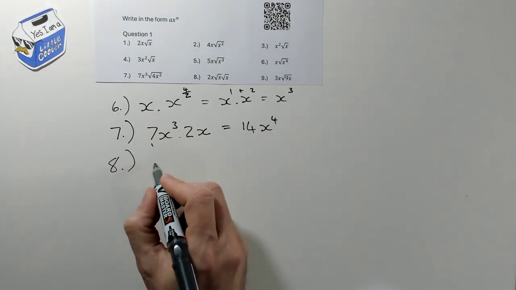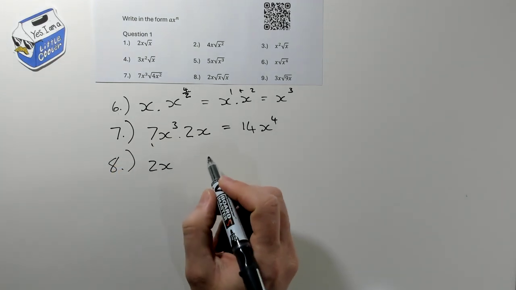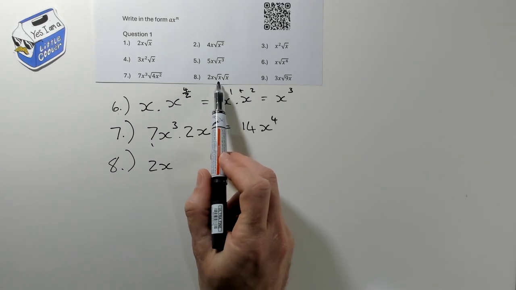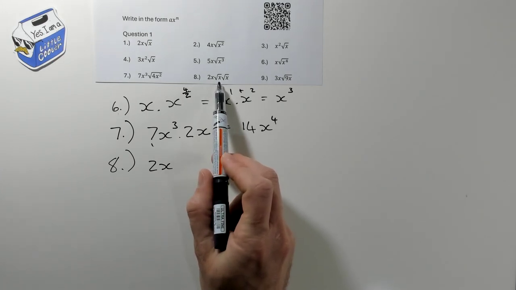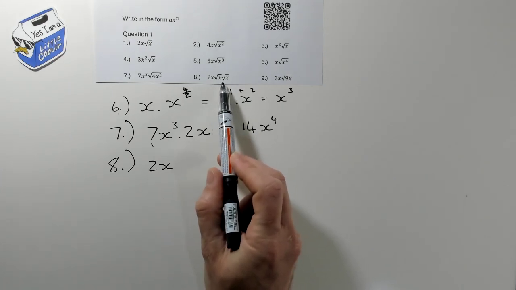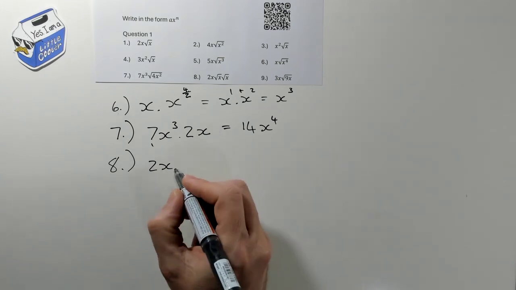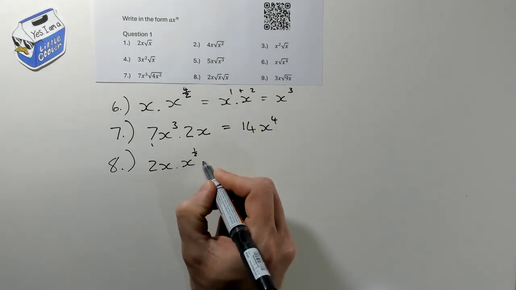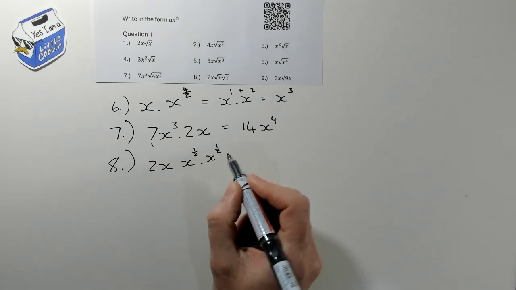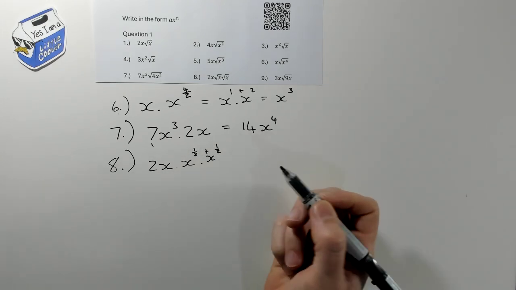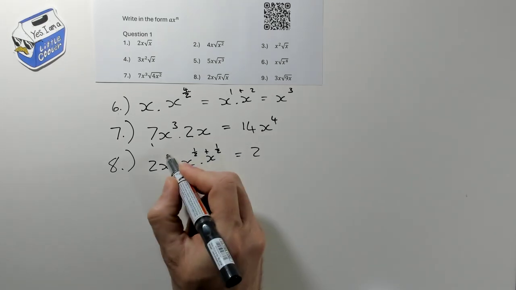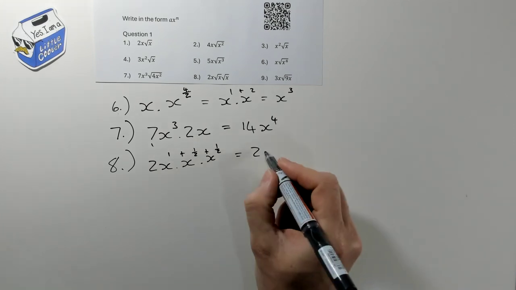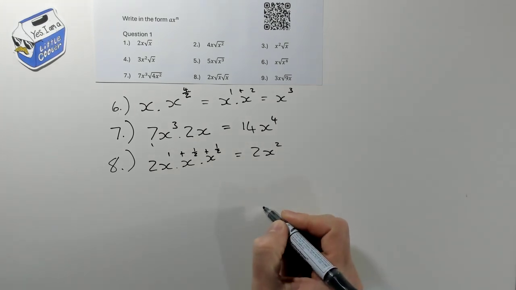Number 8, I have 2x. Now, whenever I multiply two numbers that are both in the square root, I can actually just write that number, but let's just do it as a practice. That would be x to the power of a half times x to the power of a half, and you'd see a half plus half is 1, right? So this would be 1 plus 1, so x to the power of 2.